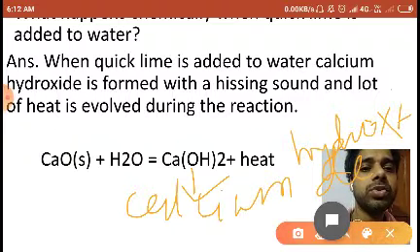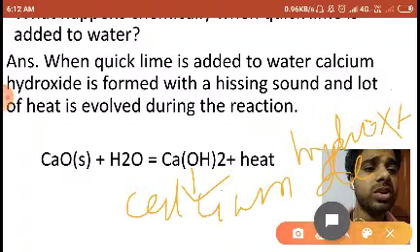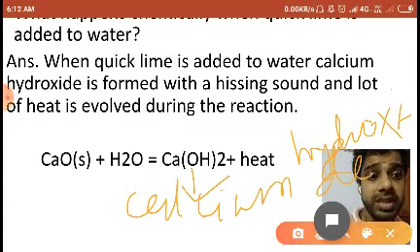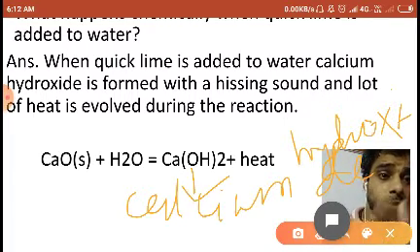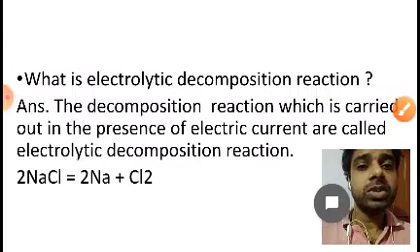When quicklime is added to water, calcium hydroxide is formed with a hissing sound and a lot of heat is evolved. When you perform this reaction in a beaker, you take calcium oxide and add water, and you will see lots of heat. If you touch the bottom of the beaker, and by seeing it, you will see lots of fumes coming out. So this is a highly exothermic reaction.